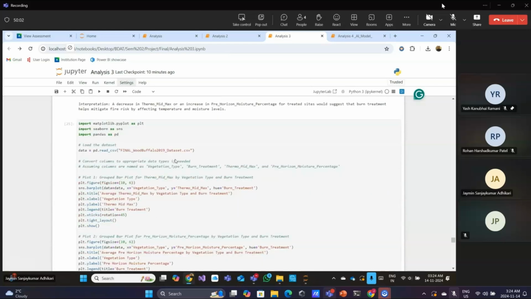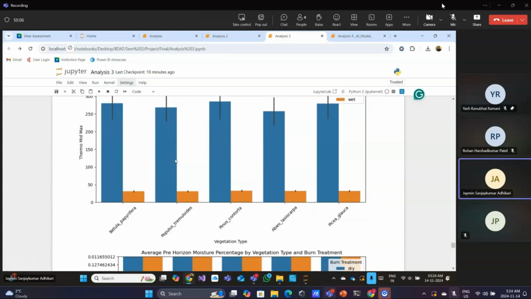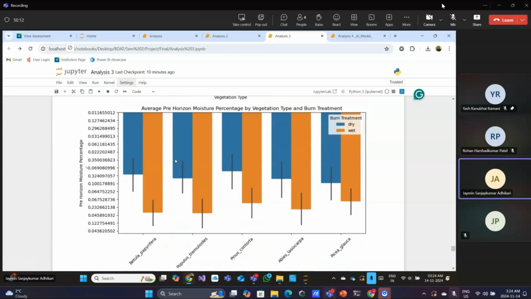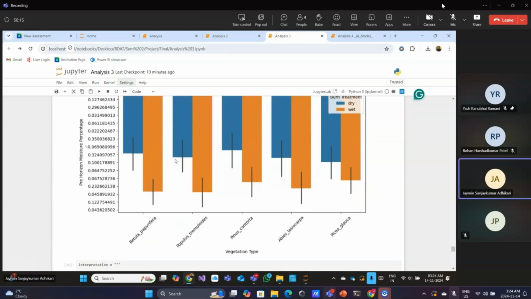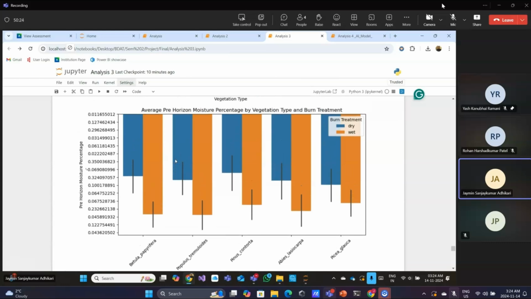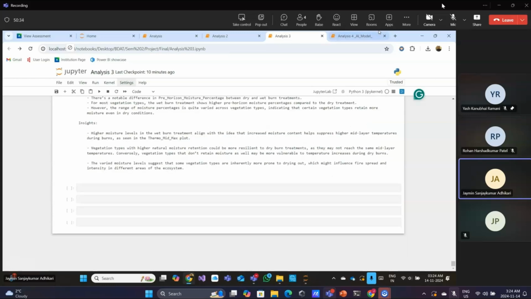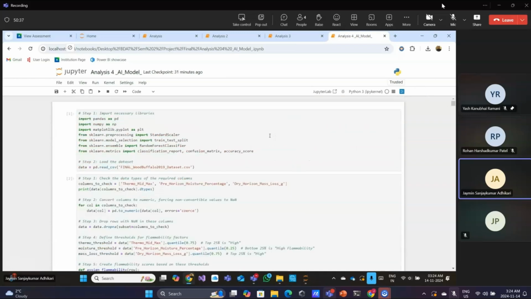And the last visualization is the moisture treatment relationship, where moisture works as a buffer, which lowers the temperature in the vegetation to fight the flammability, fight the flames, and reduce wildfire. So now we are moving ahead to the AI modeling.